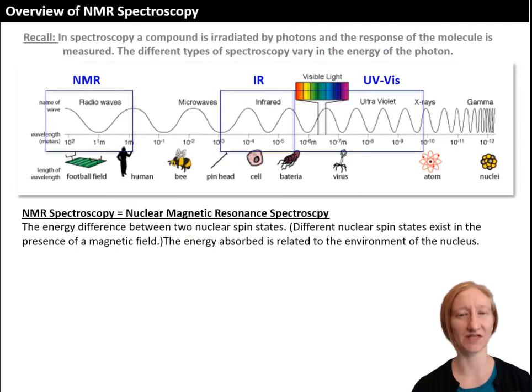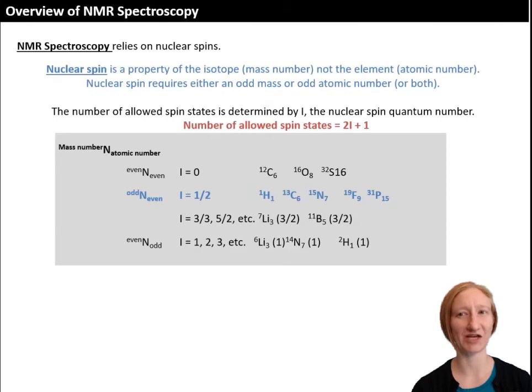Then we pulse our sample with radio waves and watch or measure the response. What we're measuring with NMR spectroscopy is very tiny energy differences, the change in nuclear spin states. And what we'll see is that NMR is much more information rich than IR spectroscopy. A single NMR spectrum can tell us a lot more about the structure of the molecule than a single IR spectrum can. The ability to measure an NMR spectrum relies on nuclear spins.